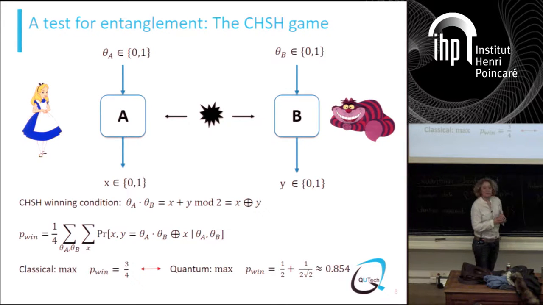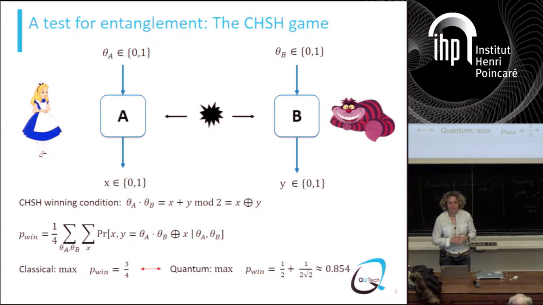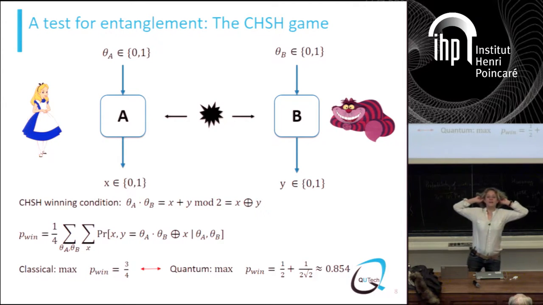It turns out that if Alice and Bob have the maximally entangled state inside these boxes, then there exist certain measurements that allow them to win the game with much larger probability, in fact with a probability up to around 85%. Excuse me? They need to have entanglement, yes.